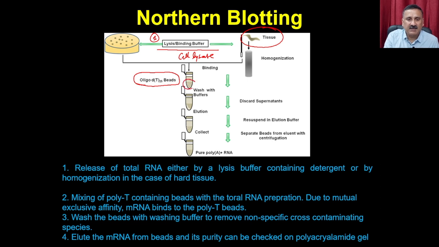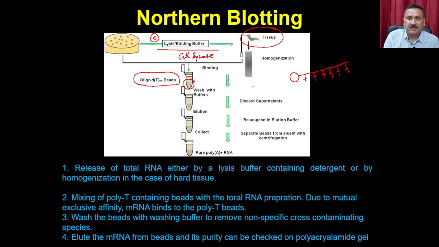These oligo-dT beads have a bead on which there is a linker, and on this linker you have T nucleotides attached, multiple T nucleotides. These T nucleotides bind the A nucleotide very specifically, because A has specific base pairing to T. So the T will interact with the A nucleotides, and it will capture all the messenger RNAs which have the A's. This is the messenger RNA, and this is the poly A tail.